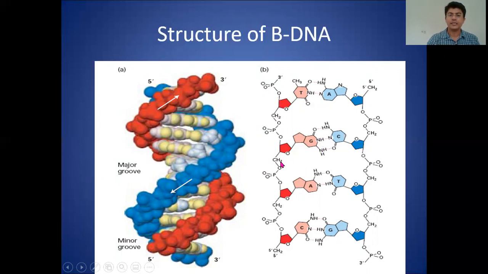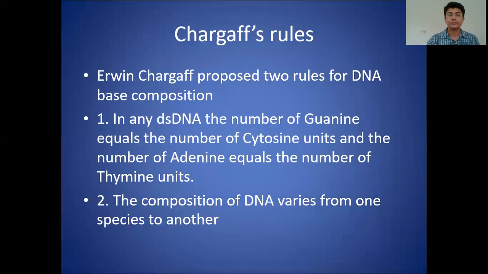The sugar phosphate backbone is oriented outward, and the two strands undergo twisting, resulting in helical structure formation, where two grooves are formed, the major groove and the minor groove. Now these grooves are the sites at which DNA binding proteins can gain access to the nitrogenous bases present in the nucleic acid chain.